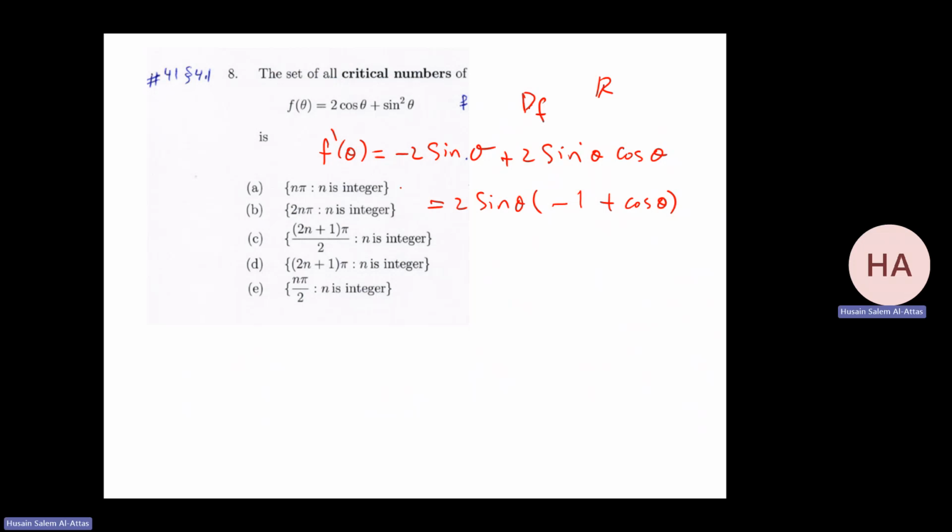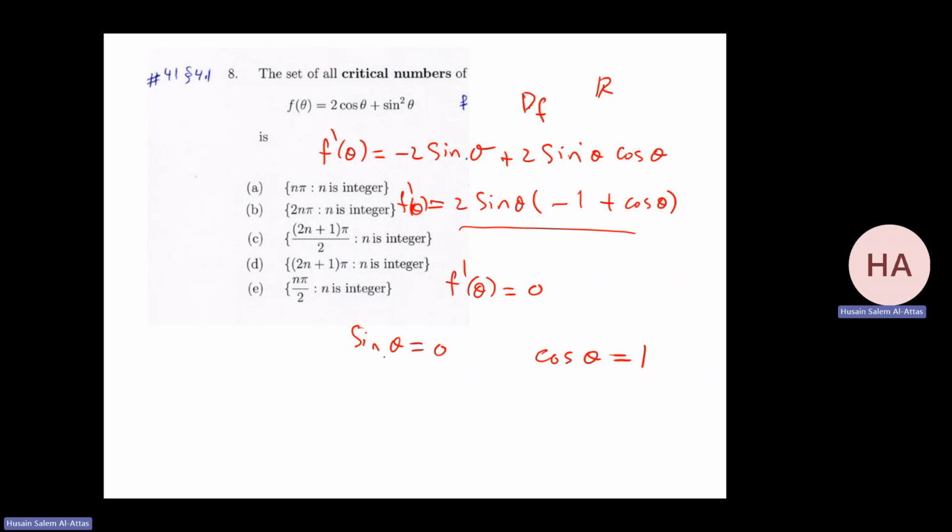This is f prime at theta. This function always exists, I mean the f prime, so we don't have the case where f prime does not exist. We have only the case where f prime is equal to 0. If f prime equals 0, I have sine theta equal to 0 and cosine theta equal to 1. So I need cosine to be 1 and sine to be 0.